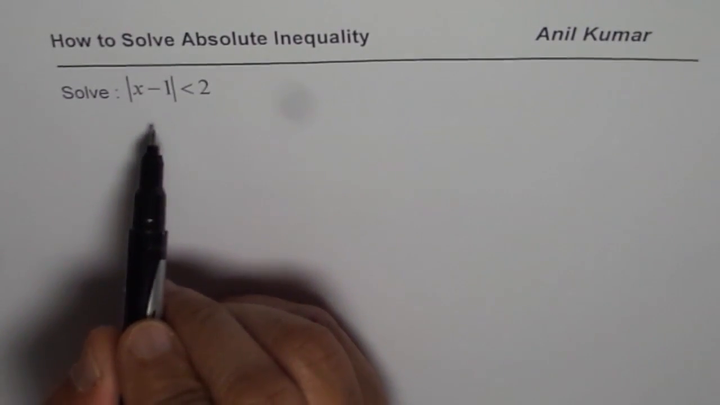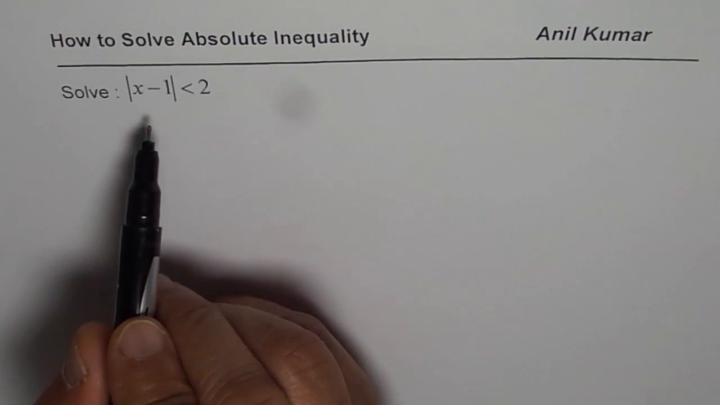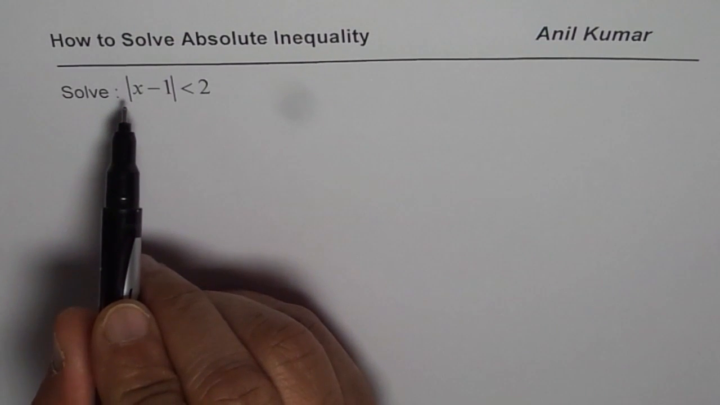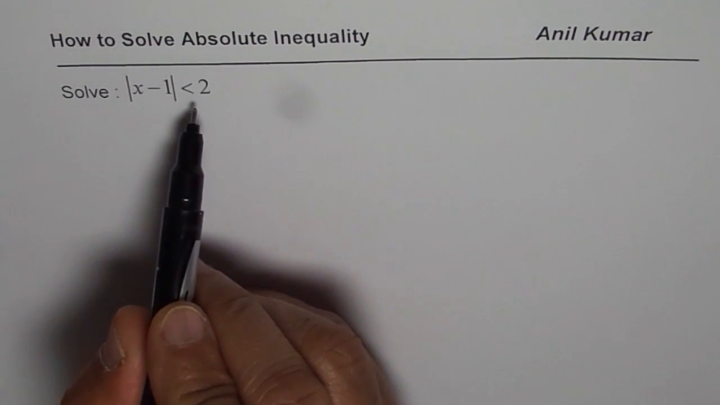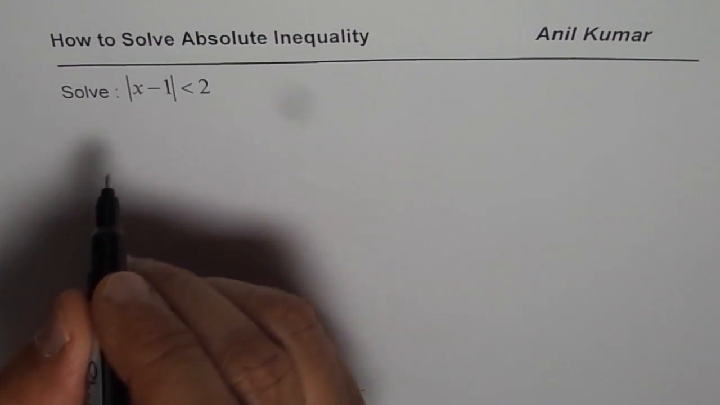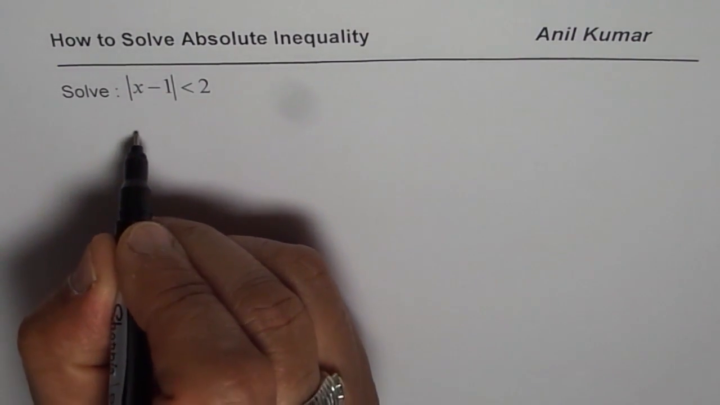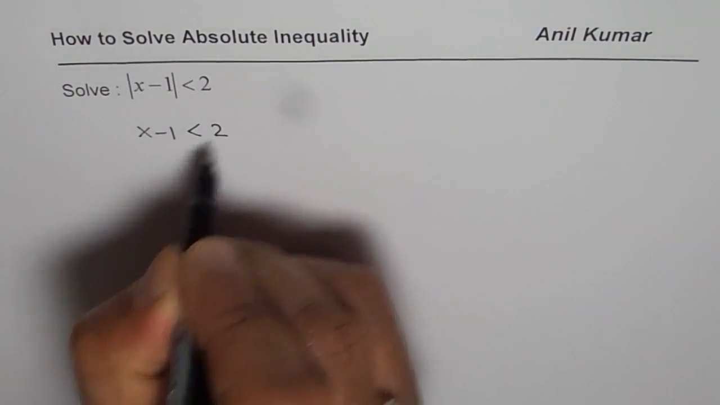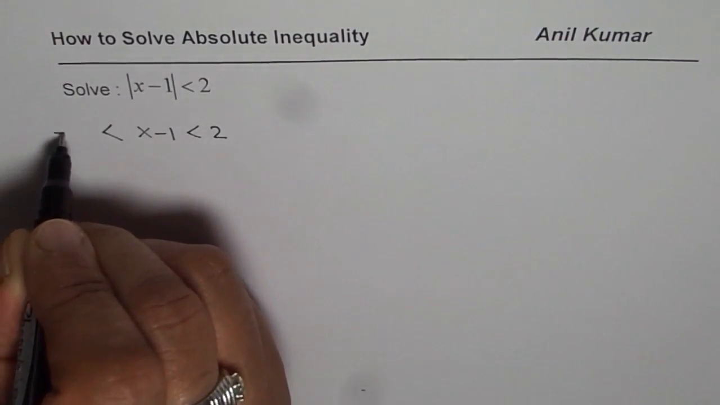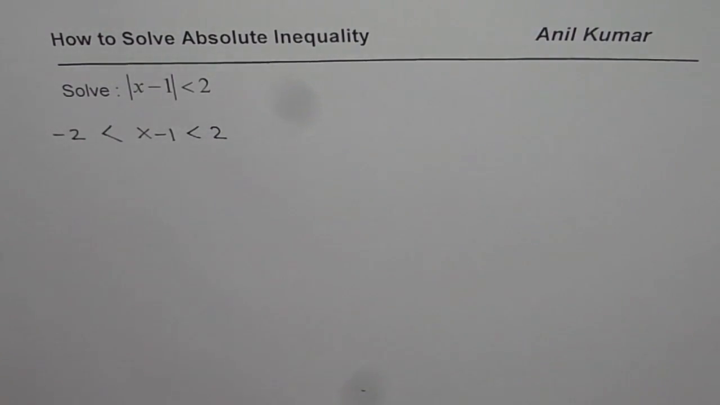From the very basic definition of absolute function, when we say that the absolute value is less than 2, that means it is within plus and minus 2. So we are going to use that definition. So basically it means that x - 1 should be less than 2, but it should be greater than -2. So that is what it really means. So let me write down here.